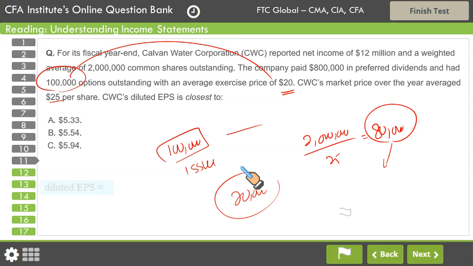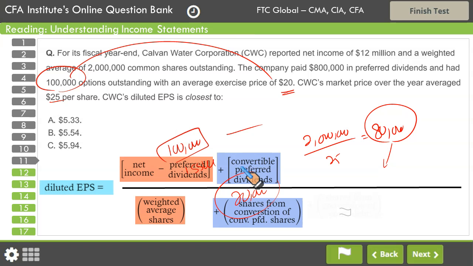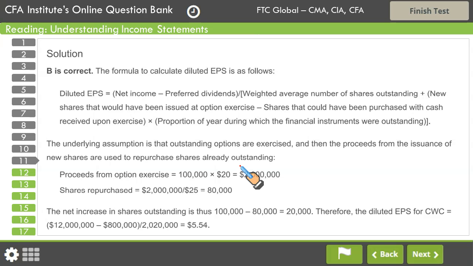Nonetheless, we got our result. Whichever method you use, it's 5.54. That makes B your correct option.